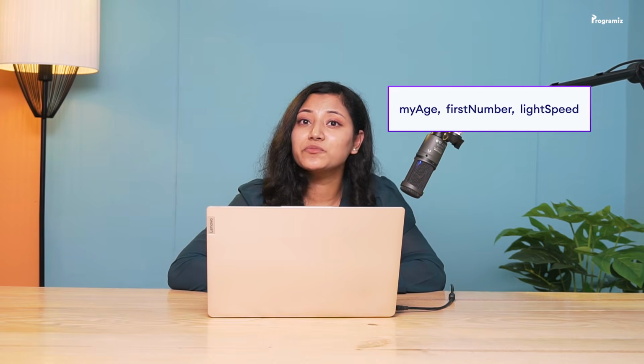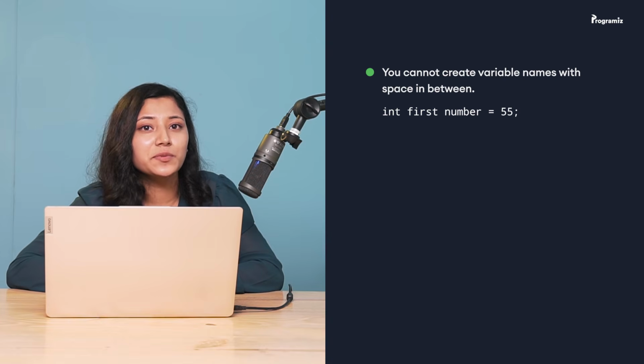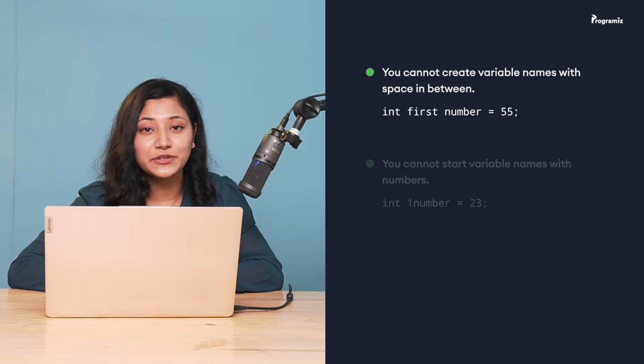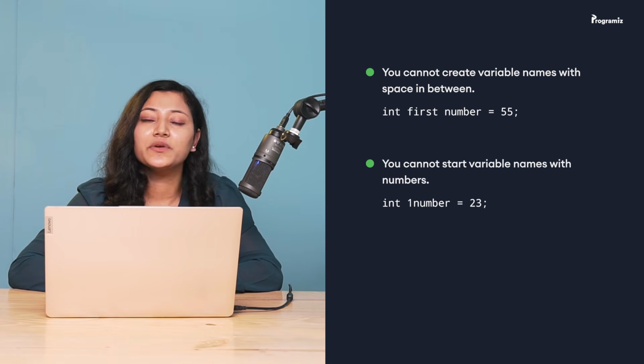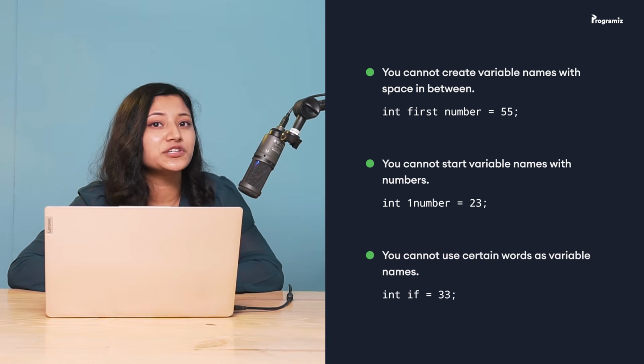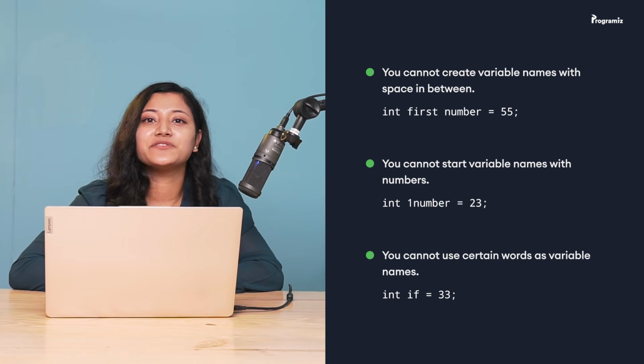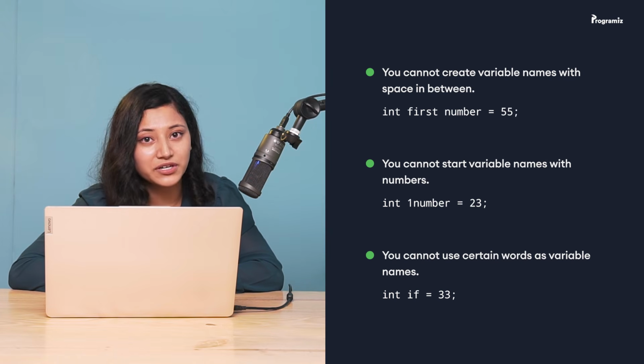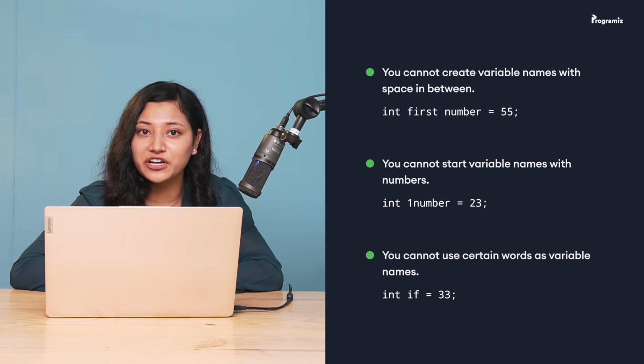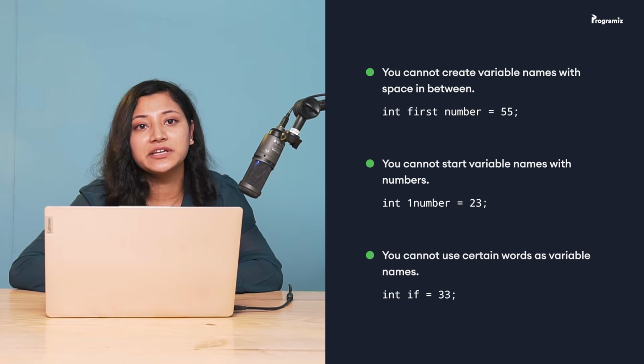By the way, there are some rules you need to know while creating a variable. You cannot create variable names with space in between. You cannot start variable names with numbers, and you cannot use certain words as variable names. You cannot use if as a variable name because if is a keyword. These keywords are part of C programming syntax and have special meaning in C. We will learn about these keywords as we progress through the course.